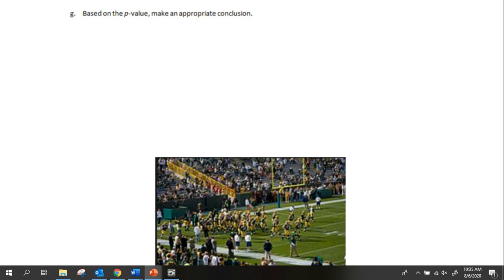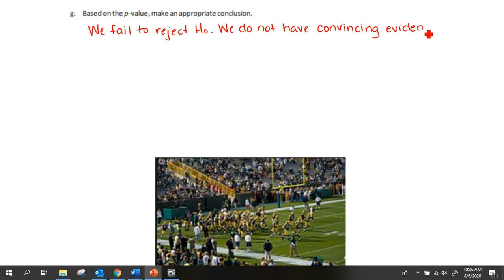So lastly, we would like to make a conclusion. So our p-value is 41%, which is pretty big. So we fail to reject H0. We do not have convincing evidence that the Packers are a streaky team.